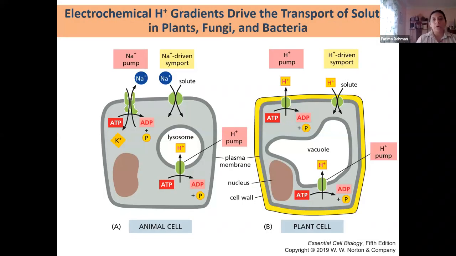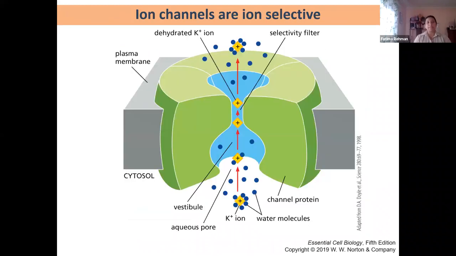Okay, so the next thing we'll talk about is ionic channels themselves. These are like your sodium, potassium ion channels. These are extremely selective, right? So they usually can only bring in the type of ions that they are meant for. In this case, we are showing you a selective filter that exists within that channel that allows for only a particular type of ion to go through inside or outside the cell.